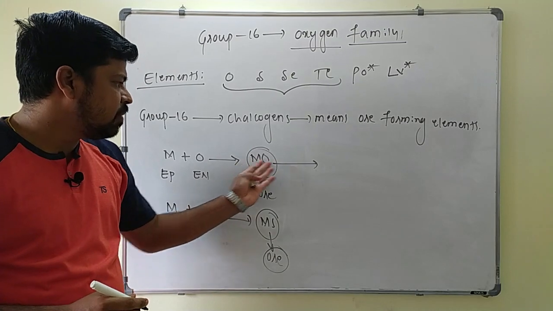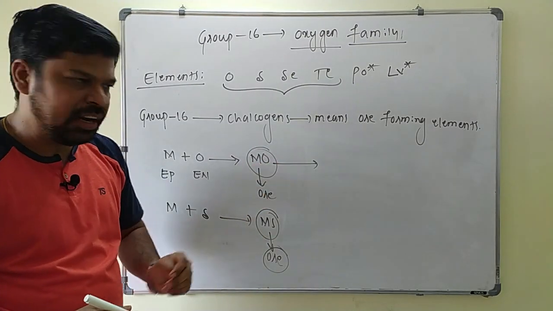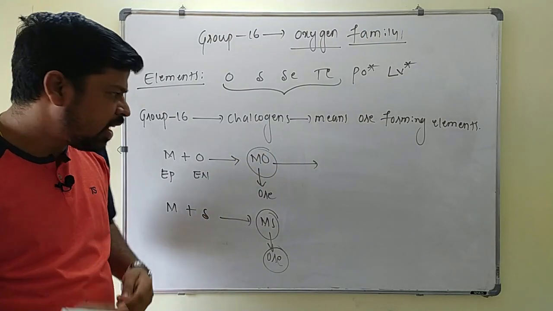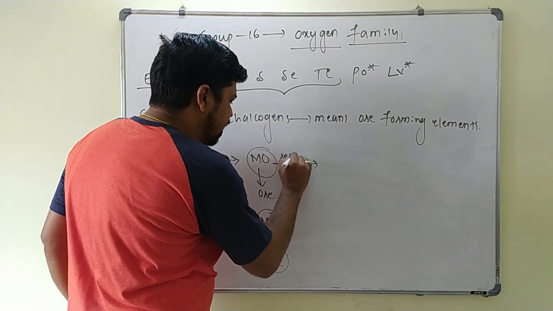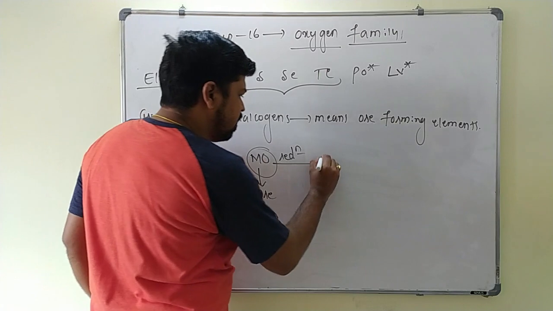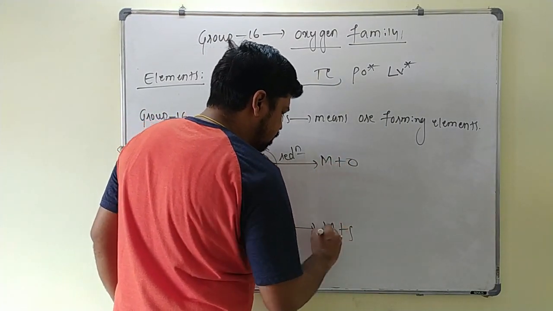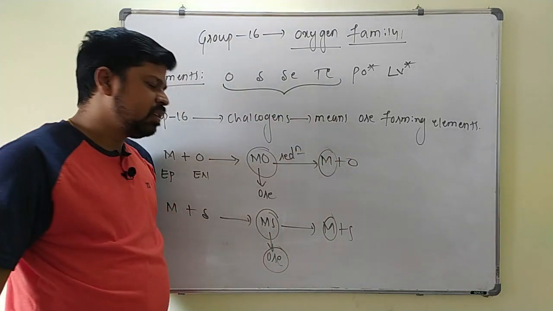We know that these metals are obtained by the reduction of the metal oxide. Reduction is nothing but just removing the oxygen. Removal of oxygen is reduction here. So just by the reduction of this metal oxide, you will get metal plus oxygen. Here also you can remove the sulfur, you will get metal and the sulfur.